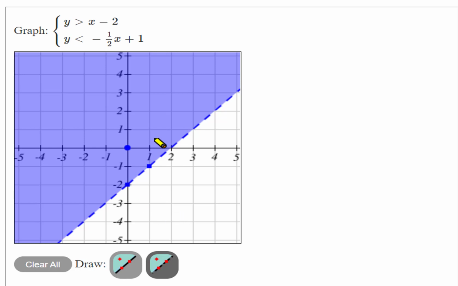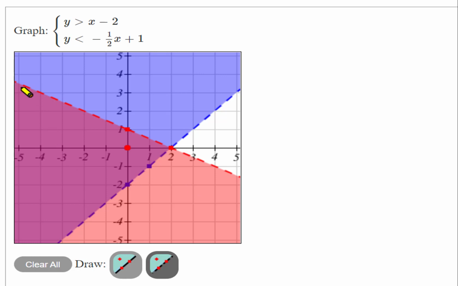So then the other line, y is less than negative 1/2 x plus 1, it's also a dashed line, has a y-intercept of positive 1, and a slope of negative 1/2, so go down 1 and over 2. And then you have to decide which side of the line you want to graph or shade. So we'll try the origin again. So that would say, if you plugged in the origin here, that would be 0 is less than 1, which would be a true statement. So there you go. Now when you click, it will stay and you've graphed it.